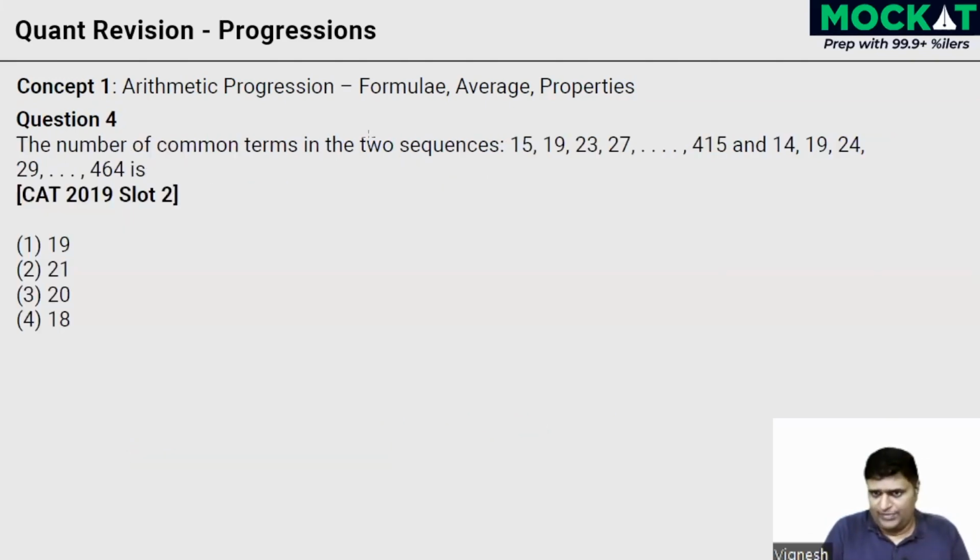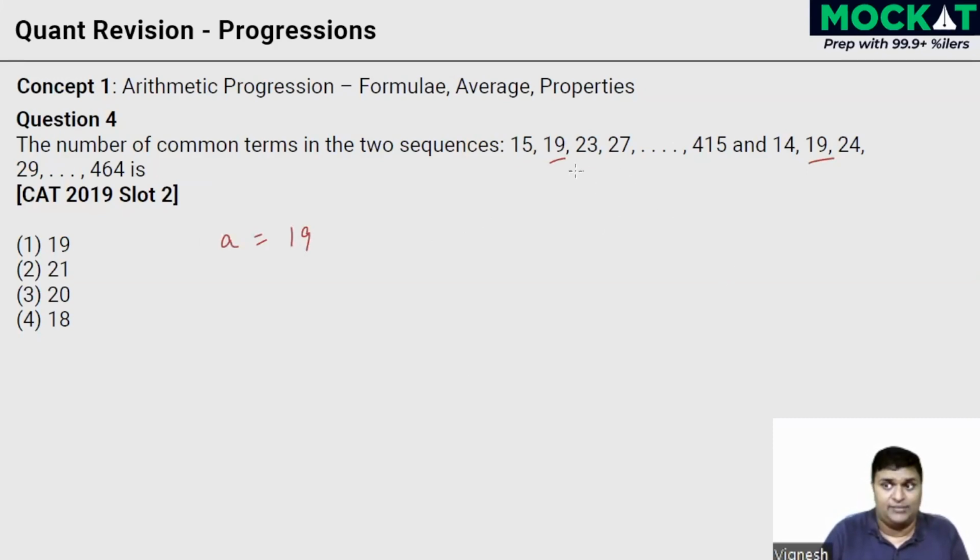So question 4, the number of common terms in the two sequences 15, 19, 23, 27, and so on till 415, and 14, 19, 24, and so on till 464 is what? It's a standard type where we need to first identify the first common term, and that's given to me over here in the series itself. The first common term over here is going to be 19, right? And what is going to be the last common term?